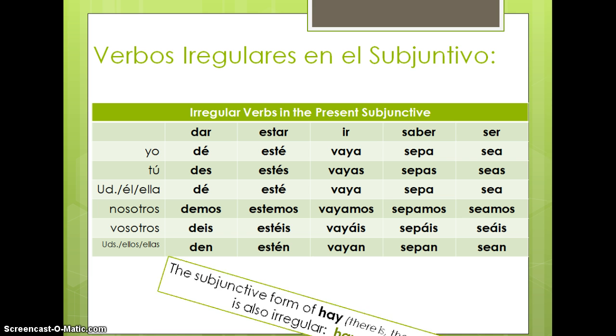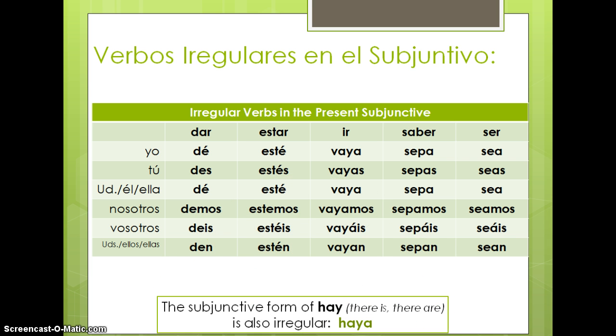And please note that the subjunctive form of hay, that there is or there are, is also irregular, and that would be que haya.